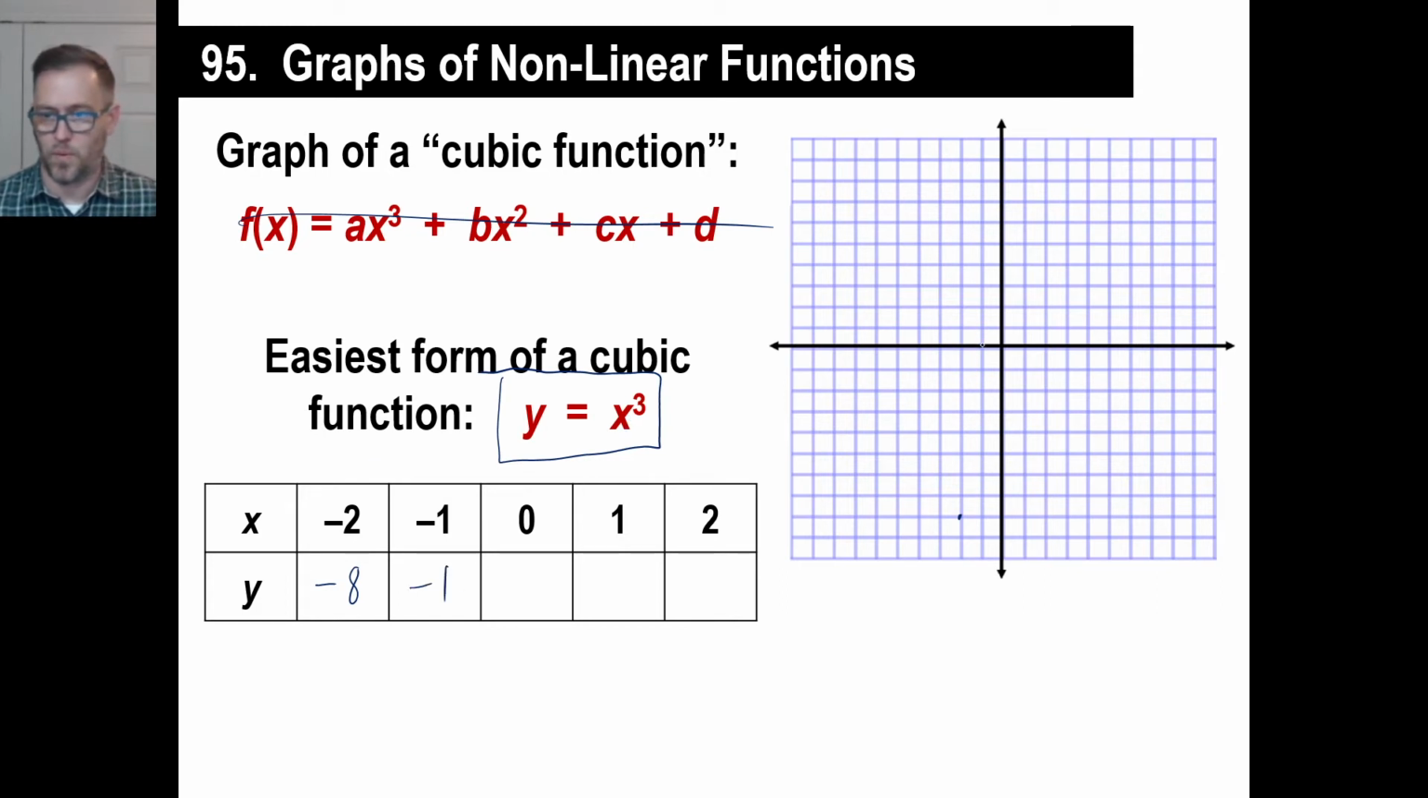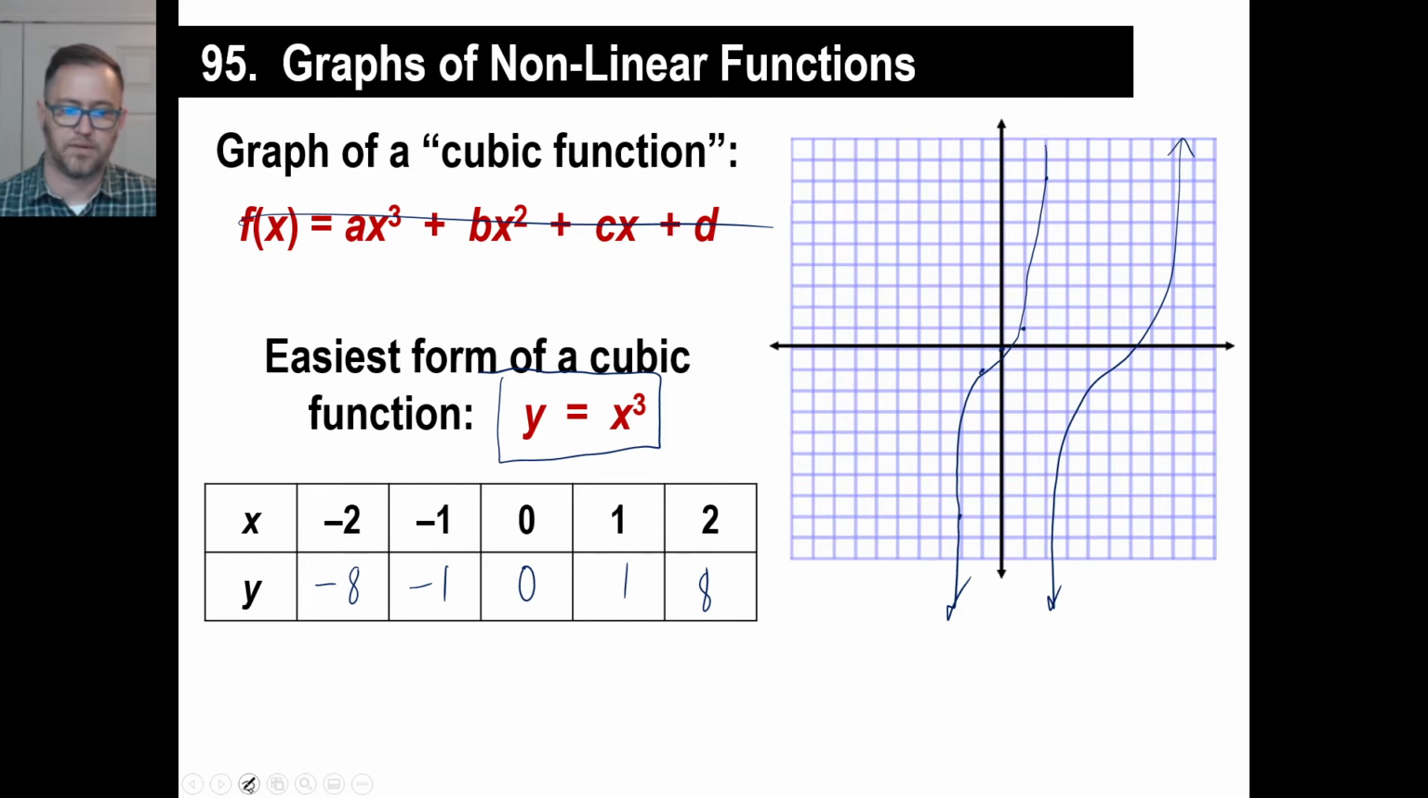Okay, so here's another one right there. 0, of course, cubed is still 0. 1 times 1 times 1 is 1, so 1 over and then 1 up. And then 2 times 2 times 2 is 8, so up there. If you were to do all the ones in between, you'd find it looks kind of like this. So that's what you want.